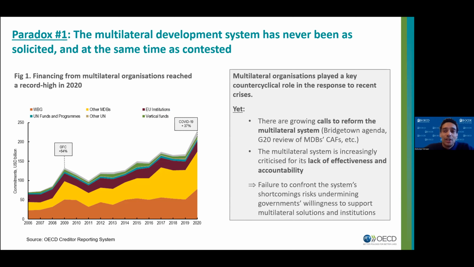as it is now. And figure 1 shows, for example, that in 2020, multilateral development organizations committed record volumes of financing to developing countries. So it's around 230 billion USD, which represents a 37% increase compared to 2019. And so this confirmed that the multilateral system was able to assist developing countries in times of crisis by providing counter-cyclical support.